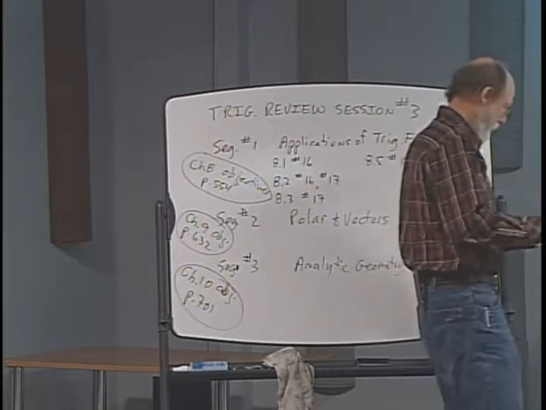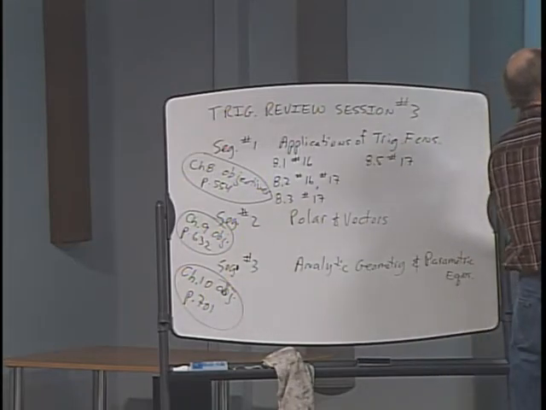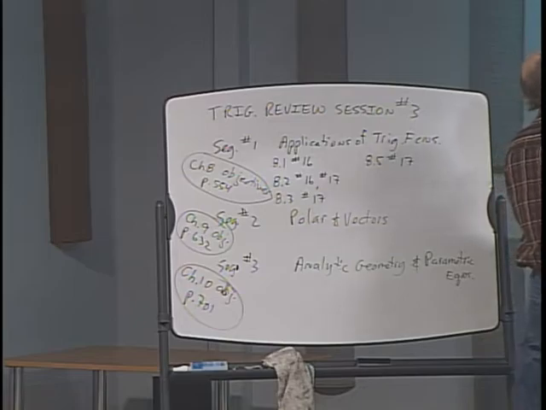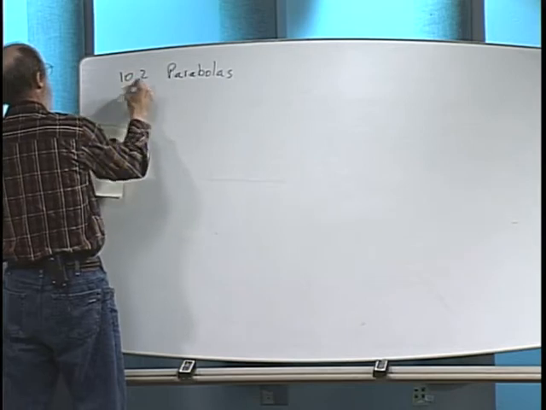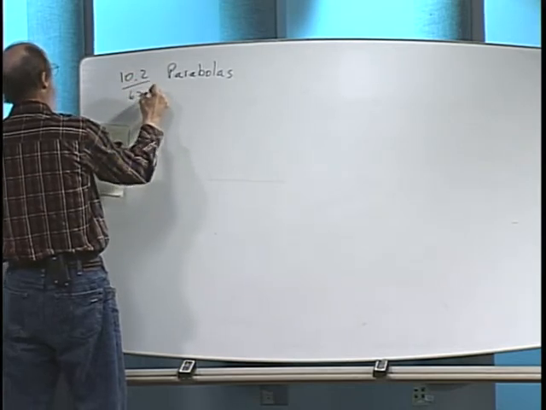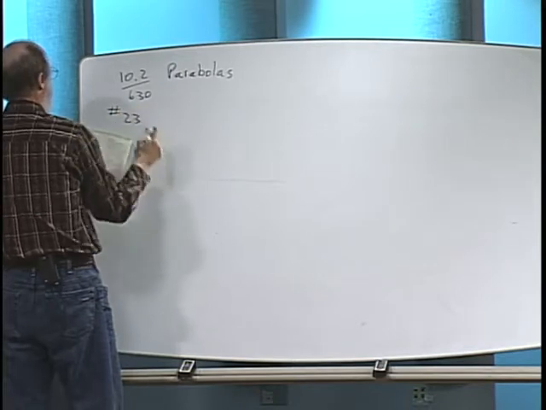So let's go back briefly to section 10.2. This is the section on parabolas. If you want to review this, it is found in our text on page 630, and you can also review recording number 23.